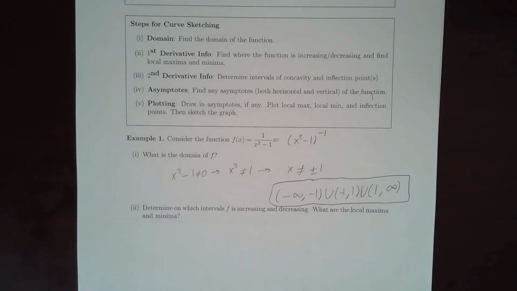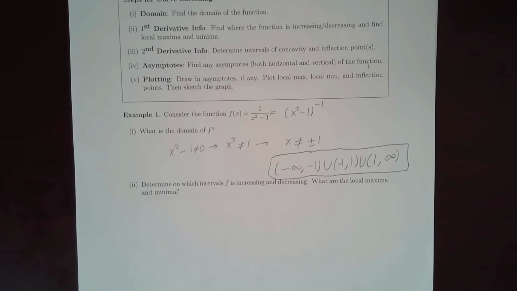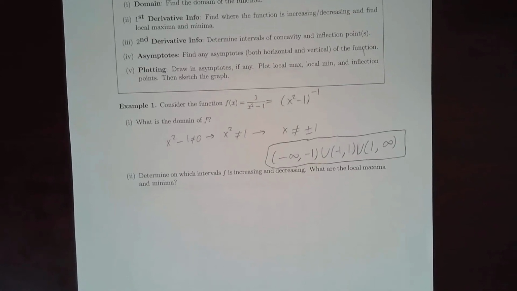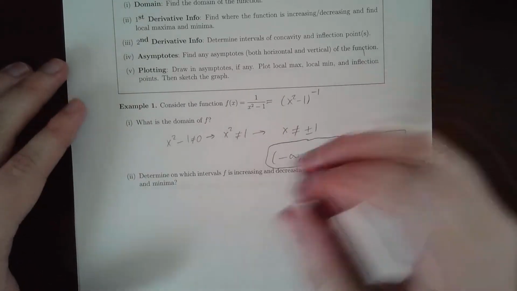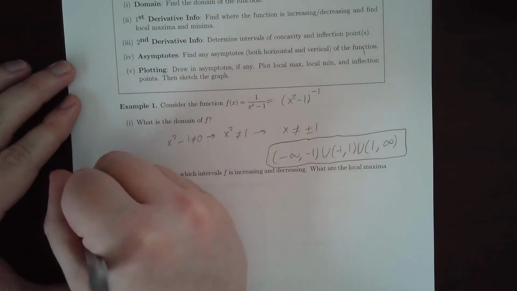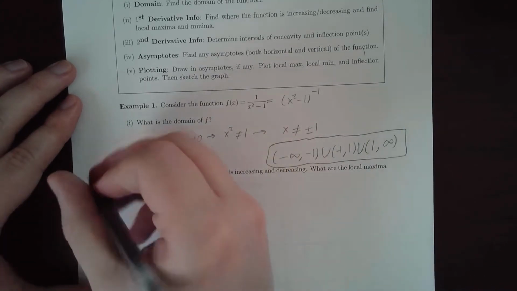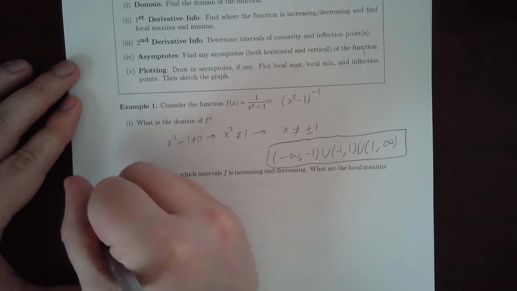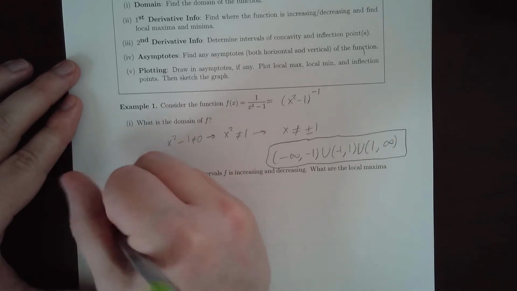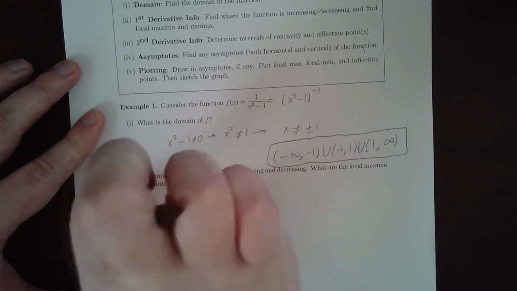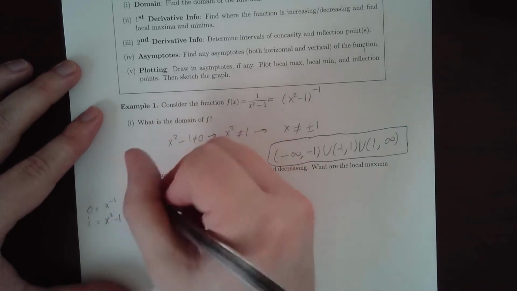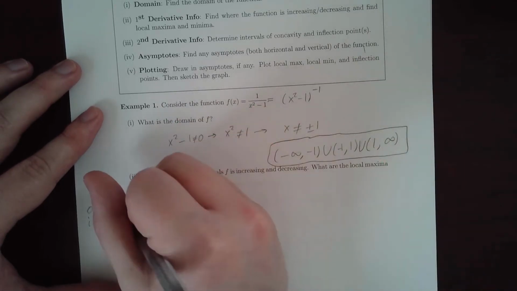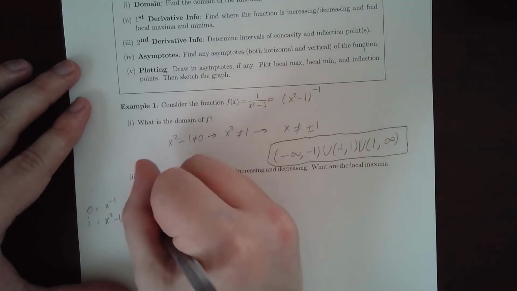Now say we wanted to go ahead and determine where we are increasing and decreasing to find our local mins and maxes. What we need to do is figure out what the derivative of this function is. But right now we have something where we're going to want to use the chain rule. So it'll be up to us to determine what the outside and inside functions are. Well, our outside function will be x to the negative 1, and our inside function will be x squared minus 1. The derivative of our outside will be negative x to the negative 2, and the derivative of our inside will just be 2x.